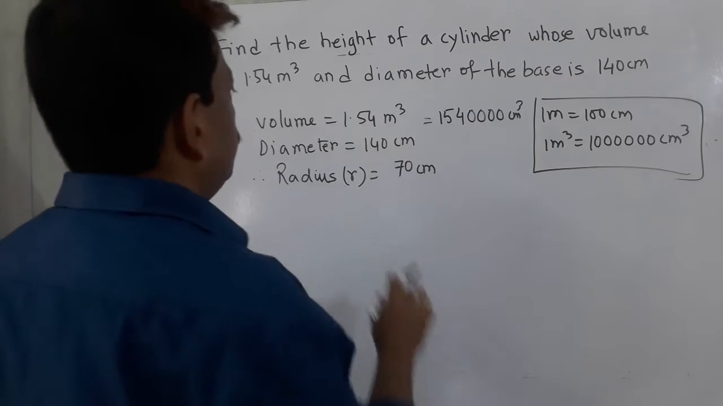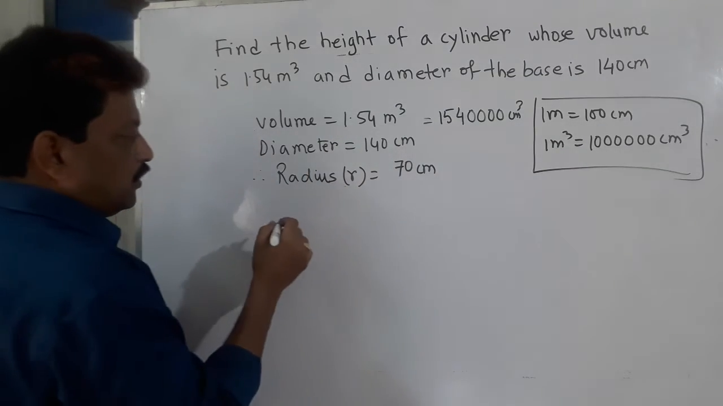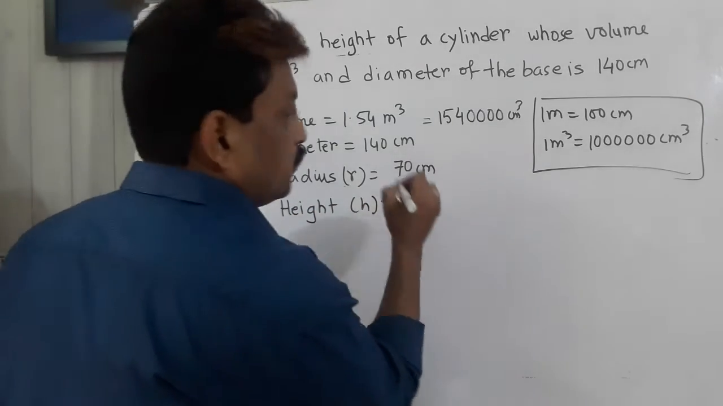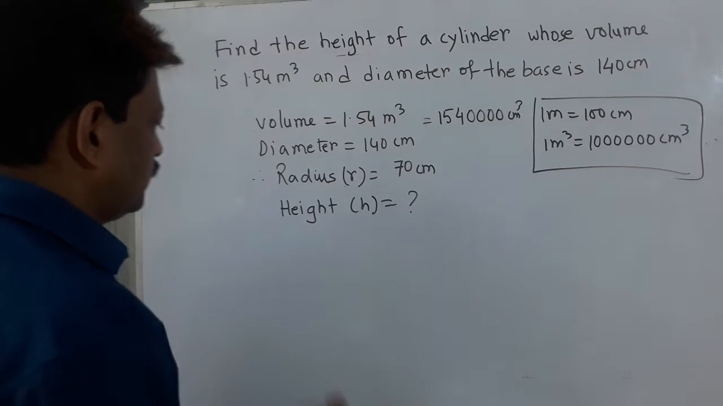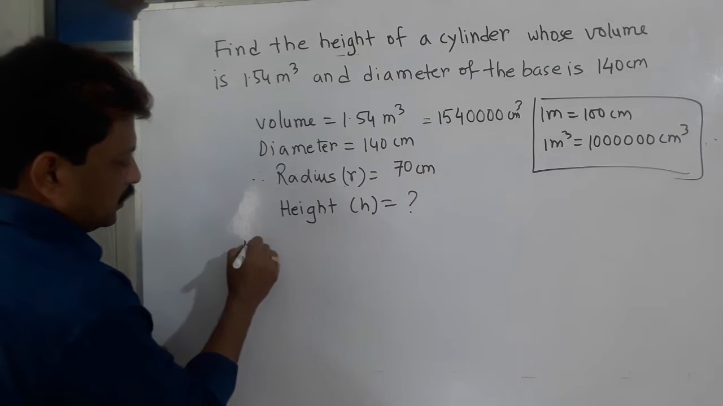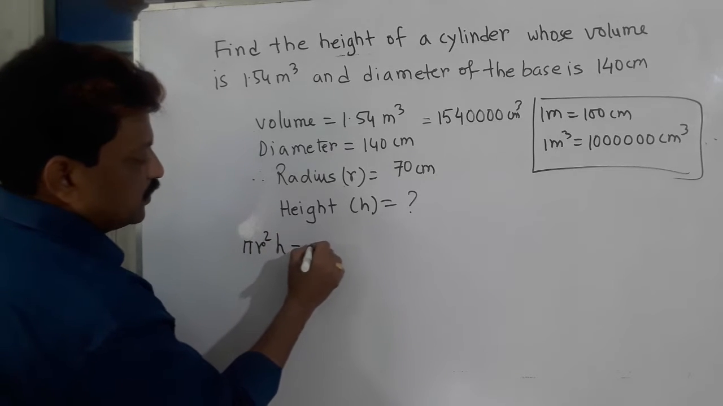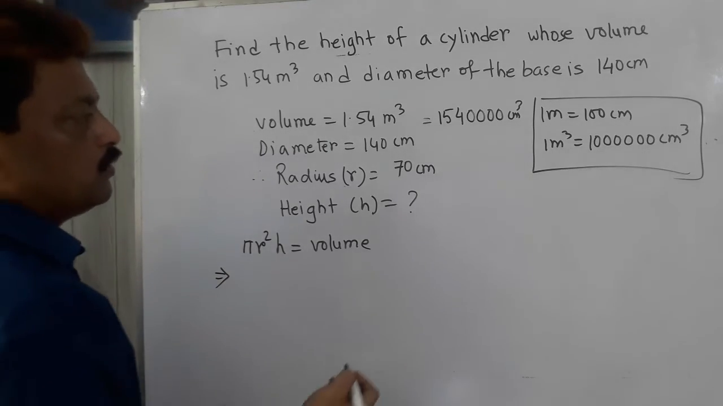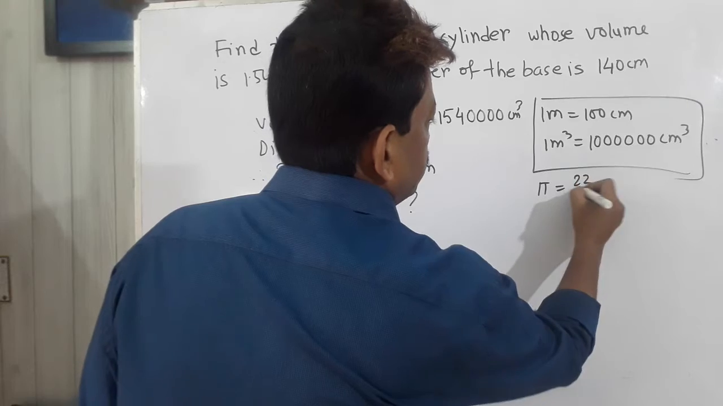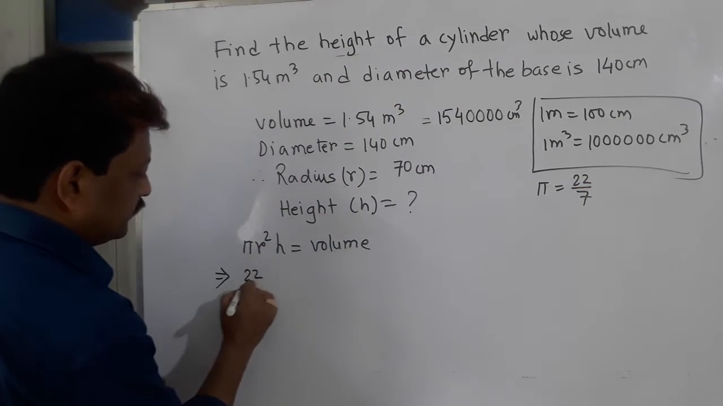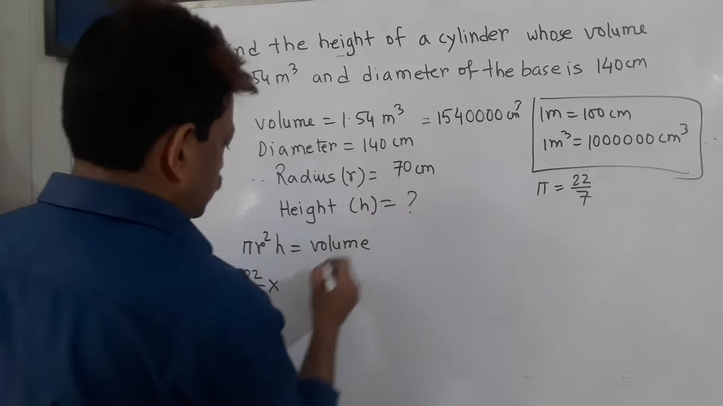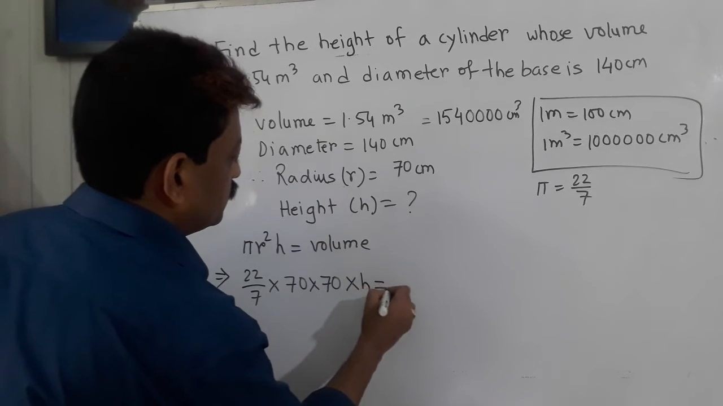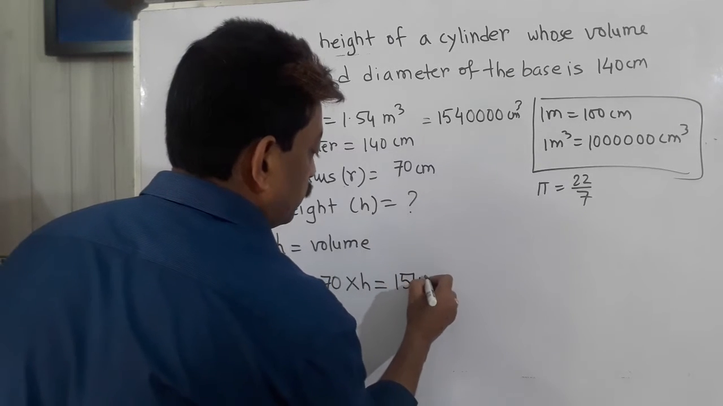So the volume is in centimeter cube, the radius is in centimeter. Now height is not known, height is h, keep it as it is. We have to use the formula of volume of a cylinder. So what is the volume of a cylinder? It is pi r square h. So pi r square h equals volume. Now pi, as we all know, we generally take as 22 upon 7. So 22 upon 7, r square will be 70 multiplied by 70, into h is equal to the volume. Volume is 154, then 4 zeros.